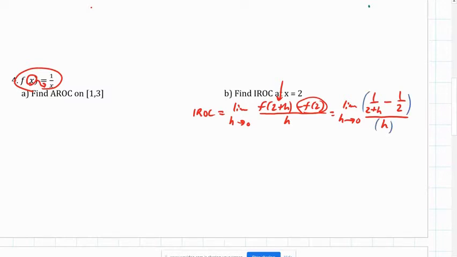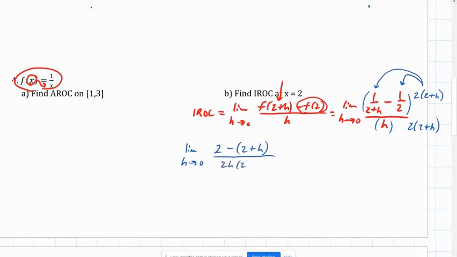And I'll do that by getting rid of the complex fractions. Back when we were studying complex fractions, we learned that you can get rid of them by multiplying by the common denominator that you see in all the top and the bottom. So I'm multiplying the top and the bottom both by 2 and 2 plus h, because those are the two denominators that I see. So when I distribute here, I get the limit as h approaches 0 of 2. Here the 2's cancel, so I get minus 2 plus h over 2h times 2 plus h.